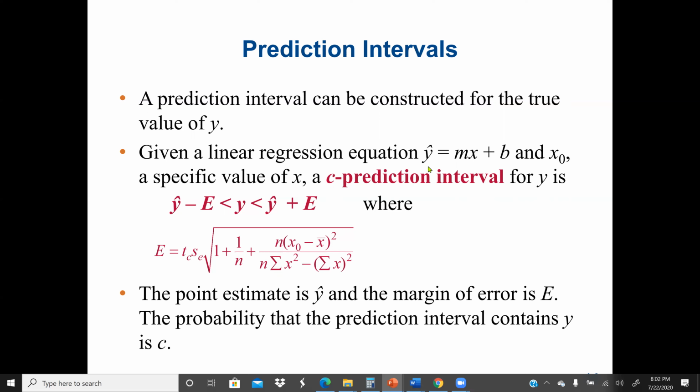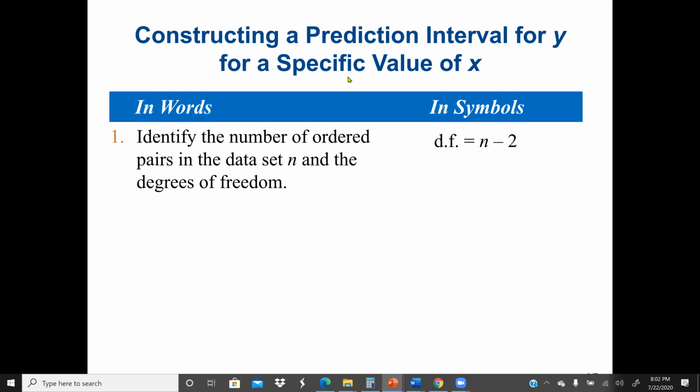So I have my prediction value minus the margin of error and plus the margin of error. So that is the prediction interval. And there's the formula we can use to find the error. So in words, let's look at the steps here. Then we're going to see an example also.